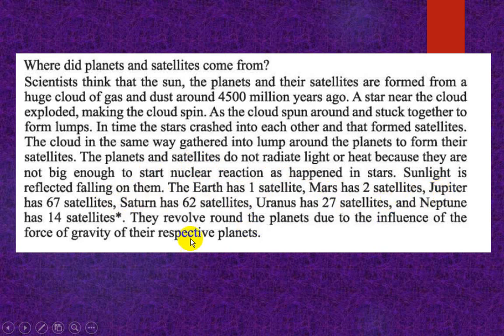Mars has two satellites. Jupiter has 67 satellites. Saturn has 62 satellites. Uranus has 27 satellites. Neptune has 14 satellites. They revolve around the planets.